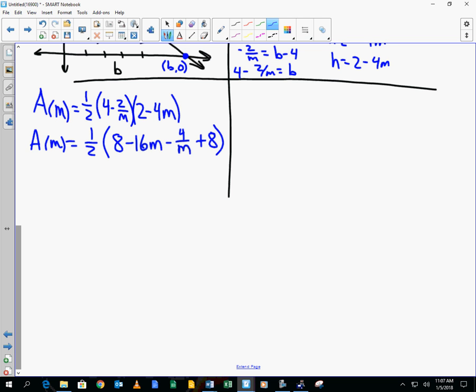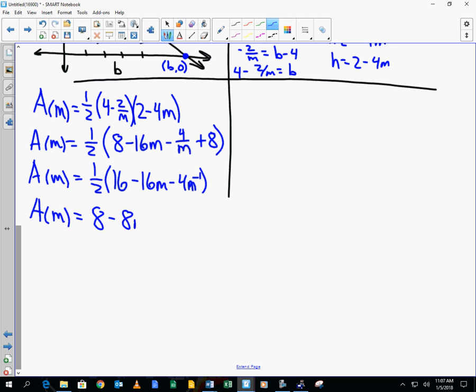So we got area in terms of m is 1/2 times, combine some like terms, 16 minus 4m minus, I'm going to write 2m to the negative 1 because I know I'm going to have to take the derivative, and that might be more helpful to write it like that so we don't get all confused. Could I distribute the 1/2? Yeah, so area in terms of m is 8 minus 8m minus 2m to the negative 1.